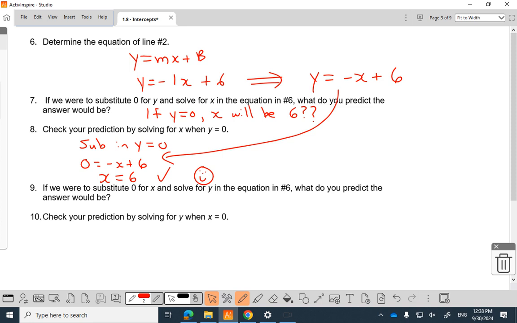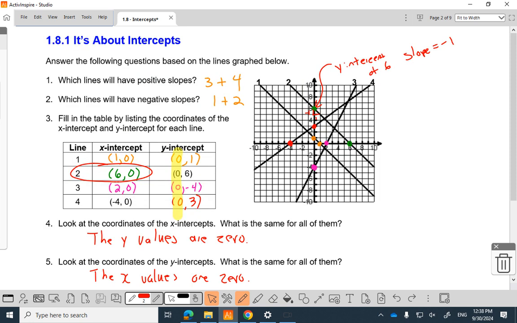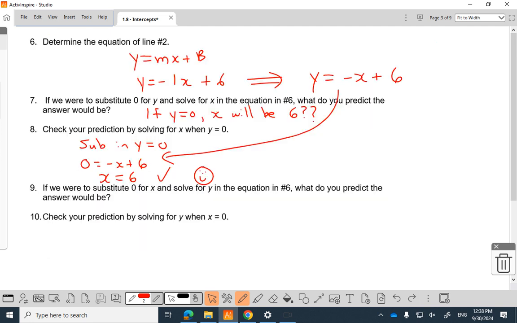Let's go back to our table. For equation 2, if we make the x equal to 0, what y value should we get? Looks like 6 again, so I'll do that. I'll go to my equation. I'll go y equals negative x plus 6. But I'm going to sub in 0. And what's 0 plus 6? 6. Check mark.